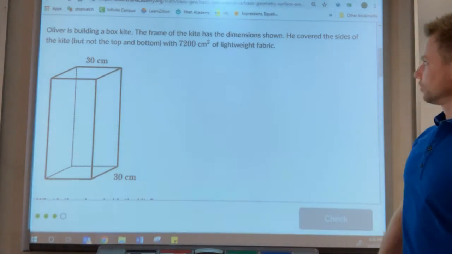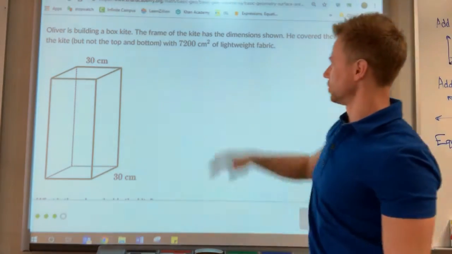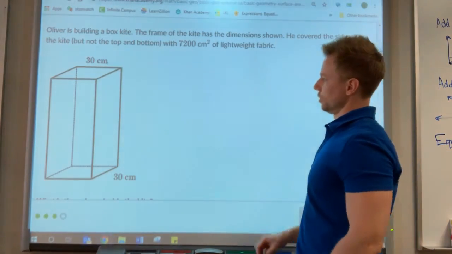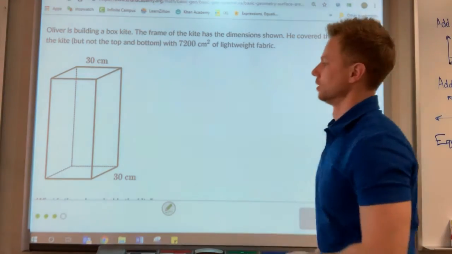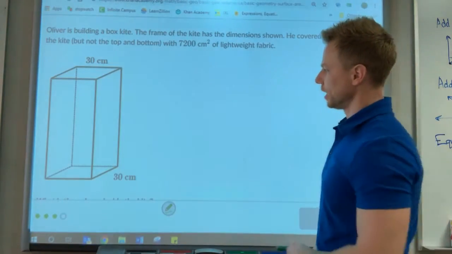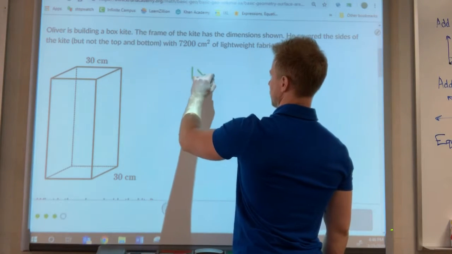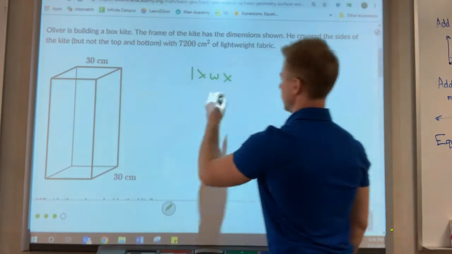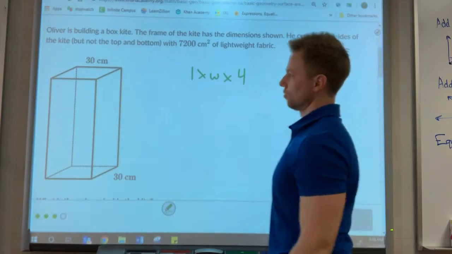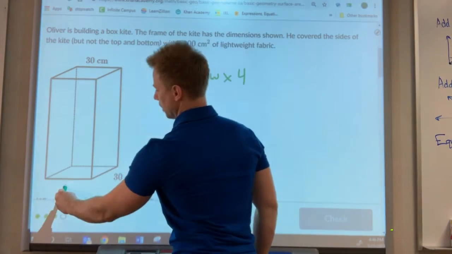Okay, we have some surface area here. He covered the sides of the kite, but not the top and bottom, with 7,200 square centimeters. So the four sides around here is 7,200. And how would you get that? You would get that by doing length times width, because that's the area of the rectangle, and then multiplying that by 4, because all four of them are the same, because the base is a square, 30 by 30.